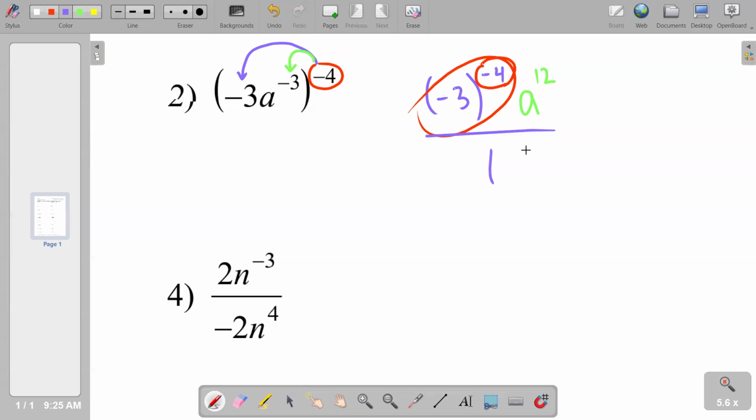So what I'm going to do is pick up, and I think this is where some of the stress for you guys starts. I'm going to pick up the negative three, and I'm going to move him down below. He is not going to change. He still says, please call me negative three. I'm not changing. What changes when I move him? The exponent changes.